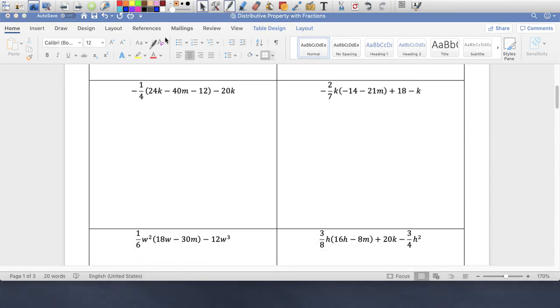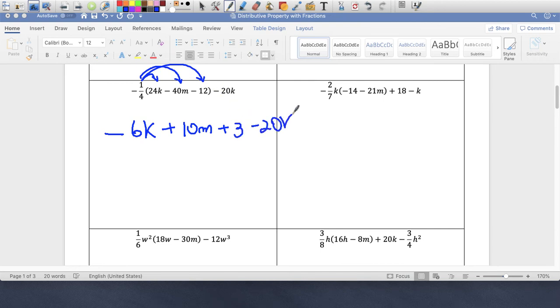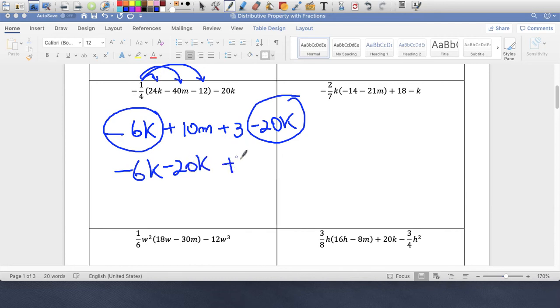So, positive times a negative times a positive is a negative. 1/4 of 24k is 6k. Negative times a negative is a positive, and 1/4 of 40 is 10m. Negative times a negative is a positive, and 1/4 of 12 is 3, and then minus 20k. Can I combine anything? Yes, I can. I combine this guy with this guy. Side by side. Then I'm going to write plus 10m plus 3. The only two I can combine is these two. So 6k minus 20k is actually negative 26k. And then plus 10m plus 3.